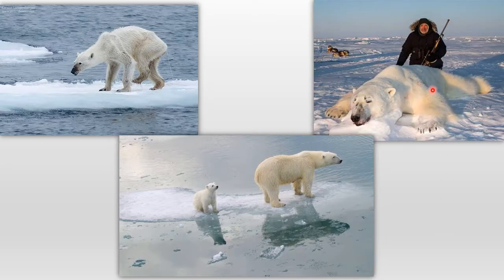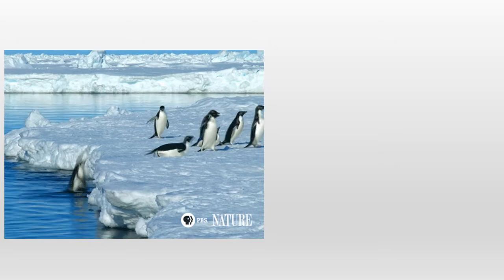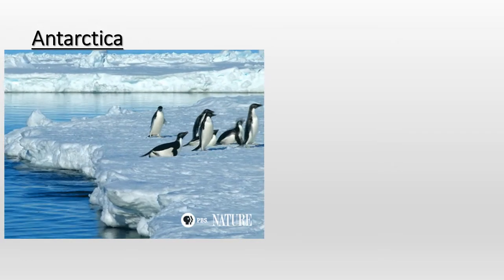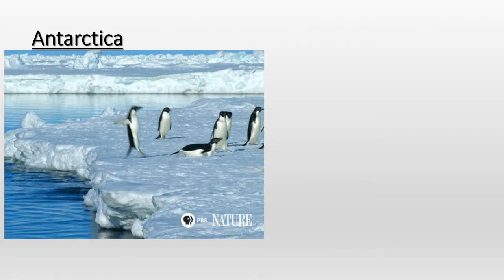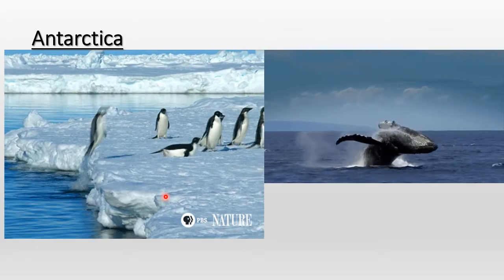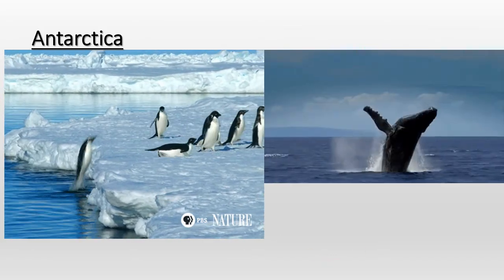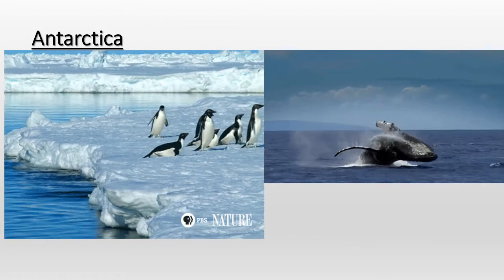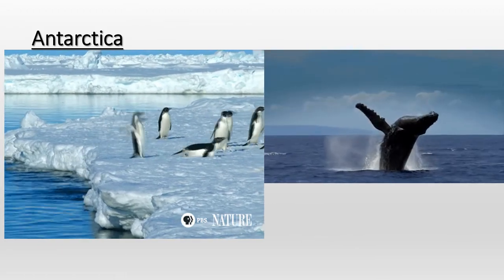Human beings are also predators to polar bears. They kill the polar bear for their skin. Penguins are found in Antarctica. They are very good swimmers again. They catch fish. There are big whales which are found even in the North Pole and South Pole also.